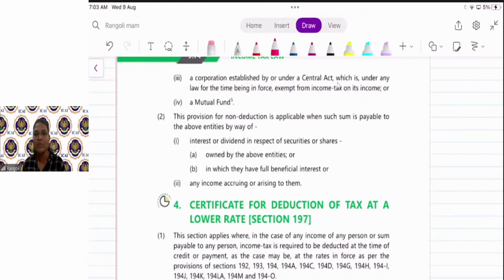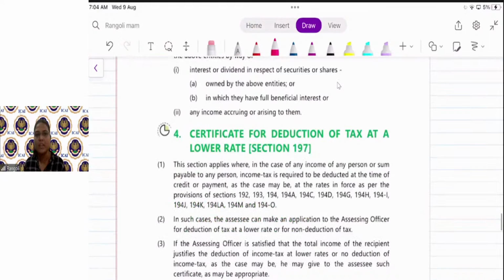This provision for non-deduction is applicable when such sum is payable to the above entity by way of interest or dividend owned by the above entity, and if they have full beneficial interest. Okay.